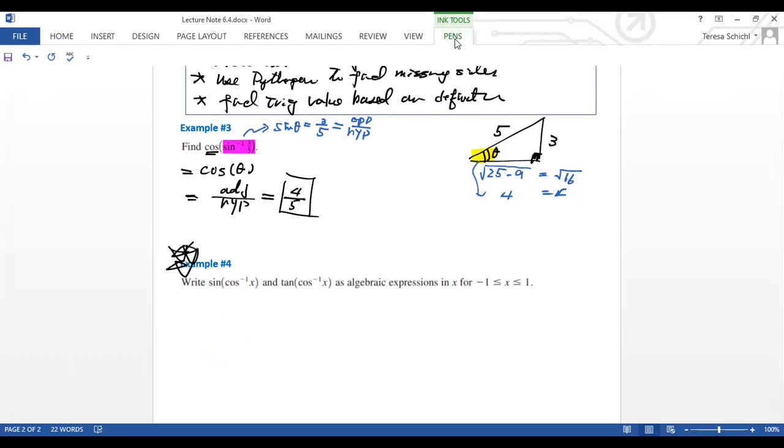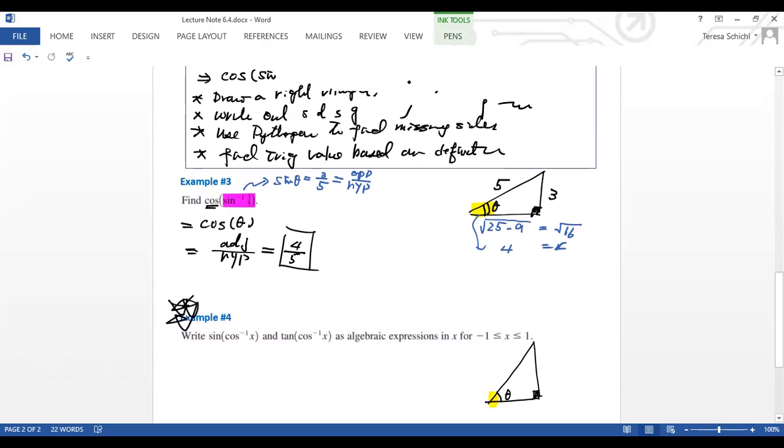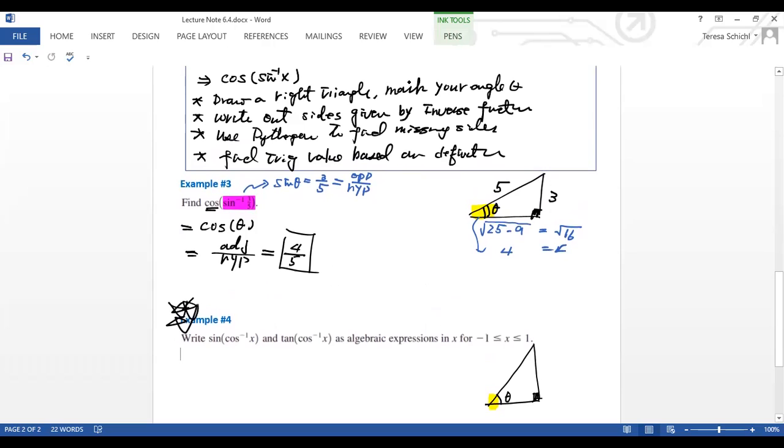Okay, so let's follow my steps here. Draw a right triangle. All right. Then it says mark the angle. So I will say this is the angle theta, right? Then we will write out the side given by the inverse function, right? So this is my inverse function.